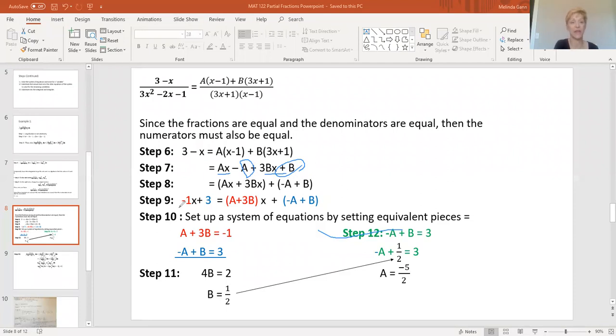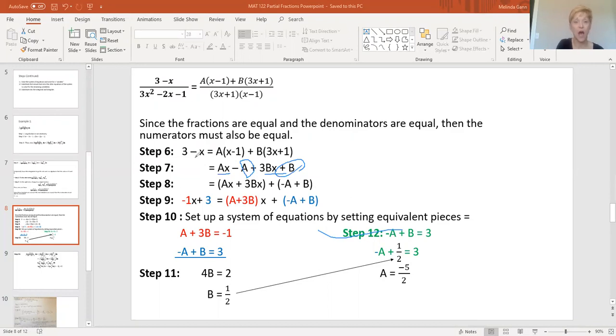Then it says in step 9 to factor out what's the same. So both of these have an x, so I factored the x out. Now, the reason I put the x behind it instead of in front of it is this thing is really the coefficient of x, and you're accustomed to coefficients being in the front. So A plus 3B stands for a number in front of x. And then negative A plus B, all that is just one number like 7 or 2/3 or whatever.